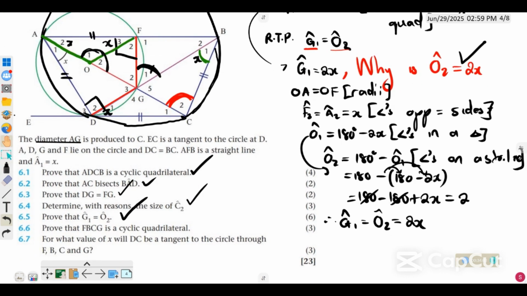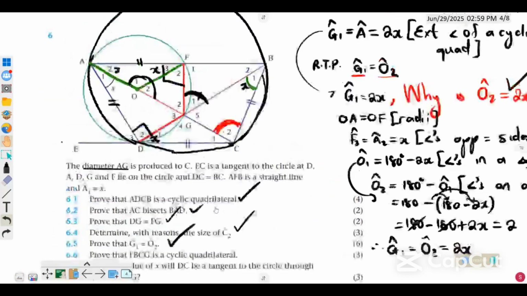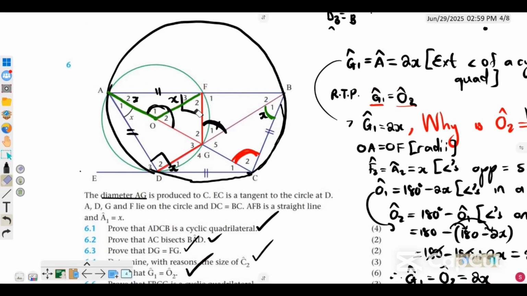Prove that FBCG is a cyclic quad. What's FBCG? Let's look for that. FBCG is a cyclic quad. There you have it. Which is easy stuff. You can think about all the options you have, but remember they told you this is a straight line. So if you can prove that this angle, which we said is going to be 90, is equal to that, then you are sorted. And you've already proved this.